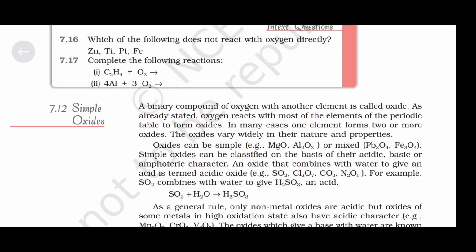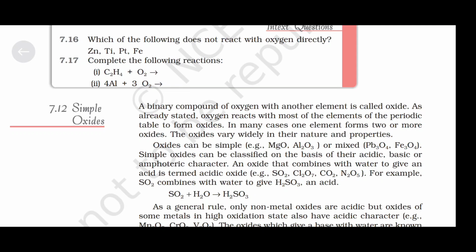Simple oxides can be classified on the basis of their acidic, basic, or amphoteric character. An oxide that combines with water to give an acid is termed acidic oxide. Example, SO2, Cl2O7, carbon dioxide, N2O5. For example, SO2 combines with water to give H2SO3, an acid. Sulfur dioxide, SO2 plus water will react to give H2SO3.